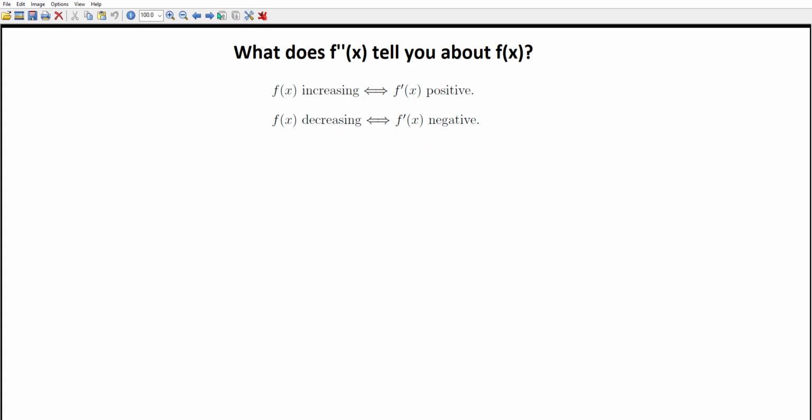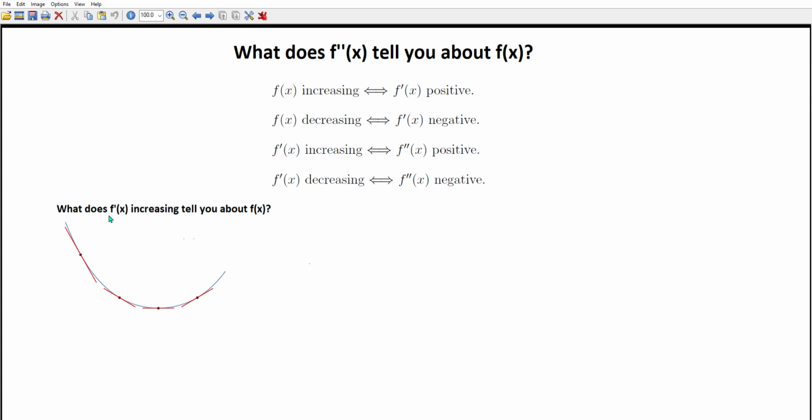Now, the second derivative is the derivative of the first derivative, which means that if f prime is increasing, f double prime is positive, and if f prime is decreasing, f double prime is negative. So to understand what f double prime is telling us about f, we need to understand what f prime increasing tells us about f.